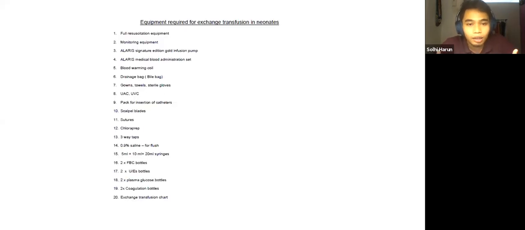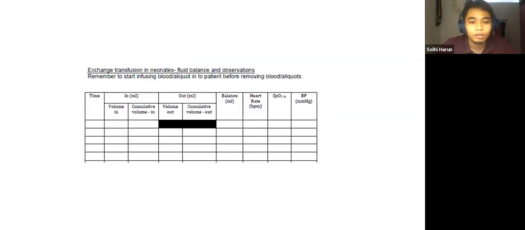So these are among the equipment that we use for exchange transfusion. You need full resuscitation equipment, the laryngoscope, ET tube, and so on, monitoring equipment, an infusion pump if you're going to use an infusion method, a blood warming coil, the drainage bag used to drain the blood, aseptic gowns, towels, dry gloves, the catheter, the scalpel, sutures, and the bottles for blood tests. Also during the exchange transfusion, you need to note the volume in and volume out every 15 minutes, and also the vital signs.